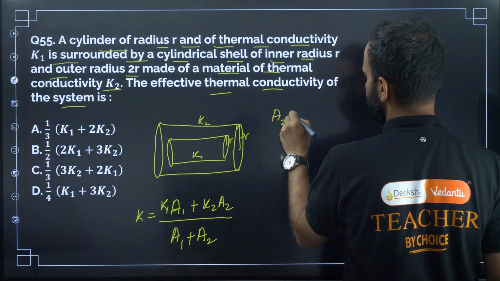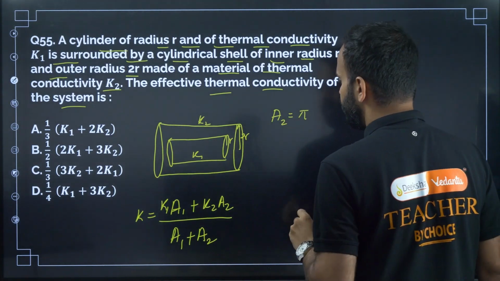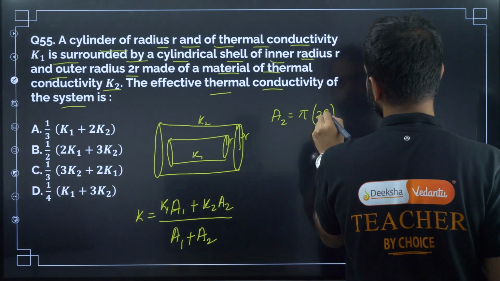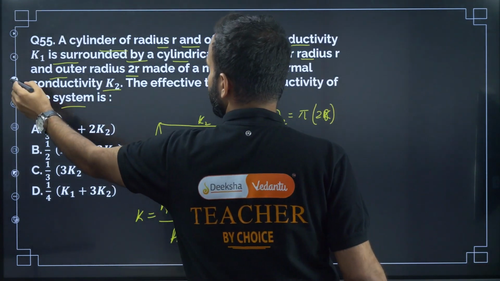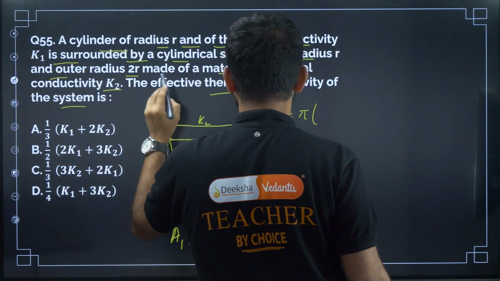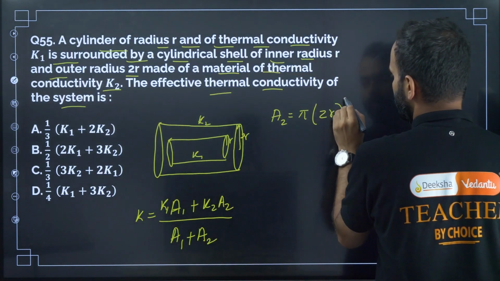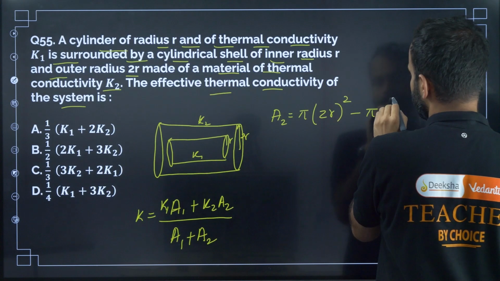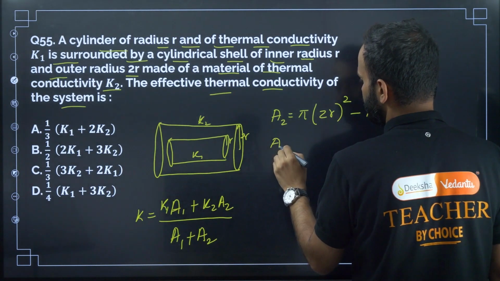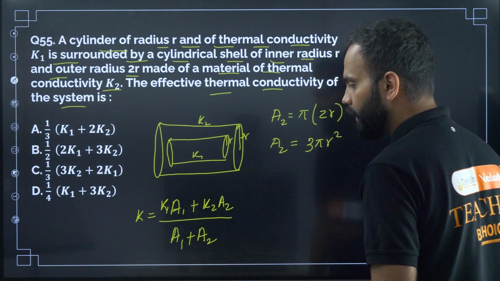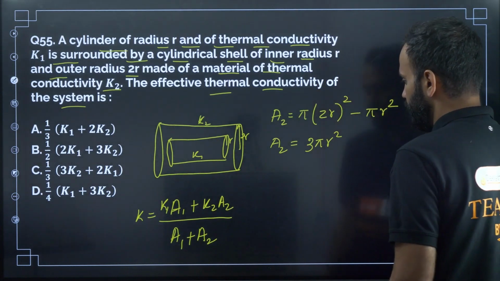Area of the bigger cylinder is equal to pi of 2r whole square minus pi into r square. So now A2 is equal to 3 pi r square. Okay, A2 is equal to 3 pi r square.